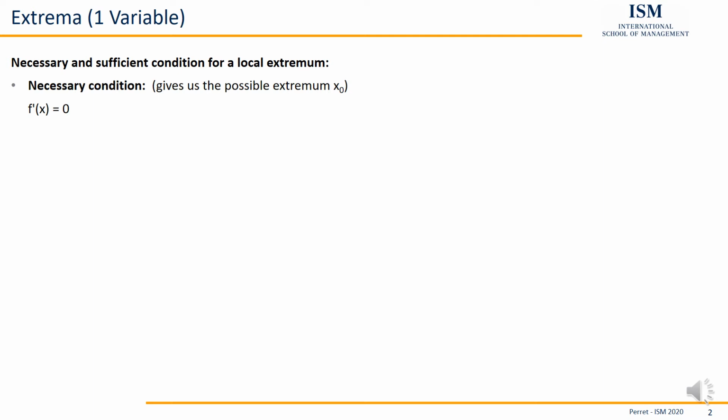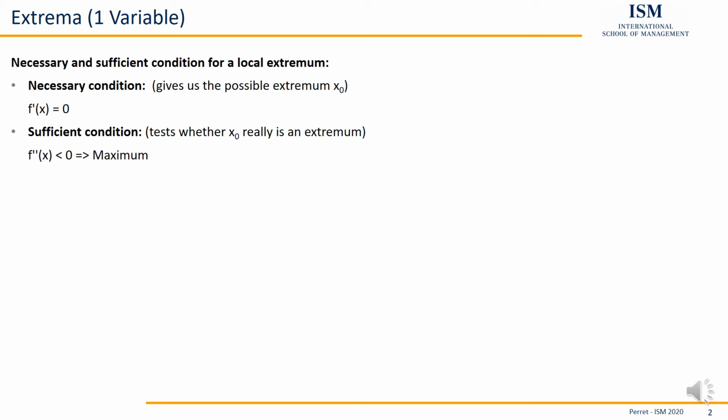Therefore, if I have a saddle point, it will also report a first derivative of zero, but still not an extremum. So I need to check additionally whether I really have a maximum or a minimum. That's where the sufficient condition comes into play. And here we actually have quite a few different possibilities to go about this.